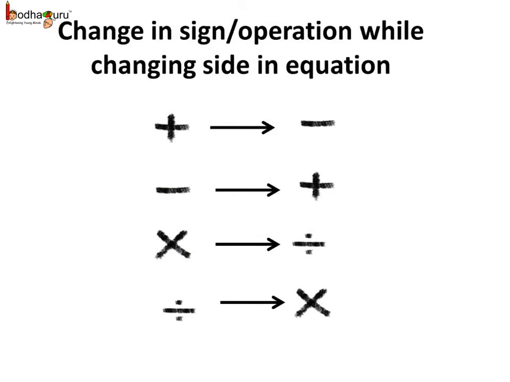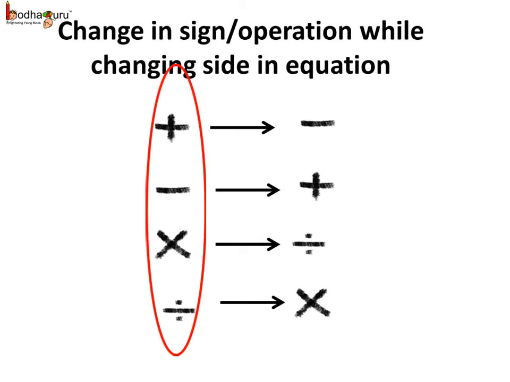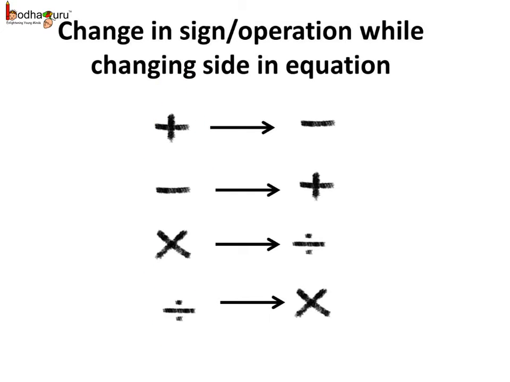And you know, this is true for all the 4 basic operations of math: addition, subtraction, division and multiplication. So while solving a simple equation, when we remove a number from one side, it appears on the other side with opposite sign or operation, we can say. Plus becomes minus, minus becomes plus, multiplication becomes division and division becomes multiplication.